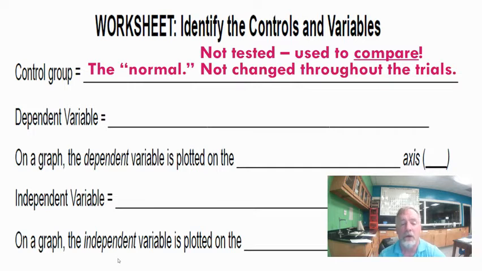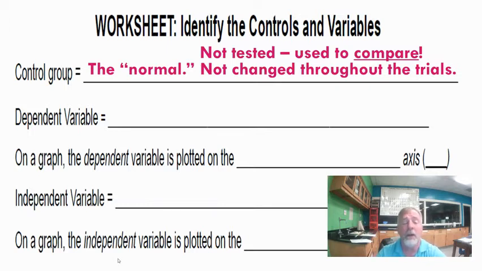We don't change our control group throughout the trials. We're always going to compare. We might try a medicine one compared to our control group. We might try a different headache medicine compared to our control group. We're always using that as our baseline, if you will. We're going to use that as our measuring rod. Did our medicine help or hurt, or not do anything?